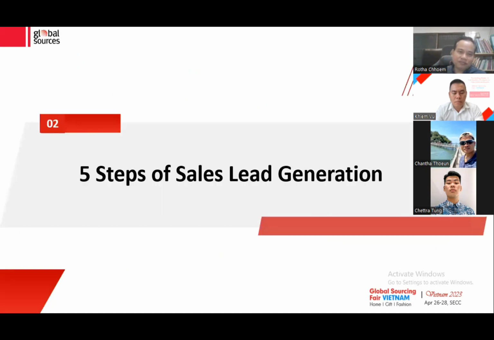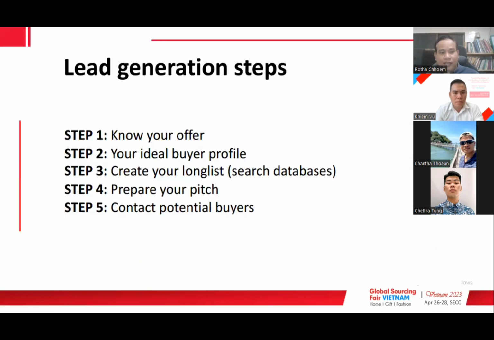Now, the 5 steps of sales generation. What are they? Like you explained to us already the way you do, but here we focus more on online, on digital, rather than offline. But the same thing we can do. What are the 5 steps? The first one is know your offer: who you are, what you can do, what you can fulfill for the needs of the buyers. And step 2, know your ideal buyer profile.